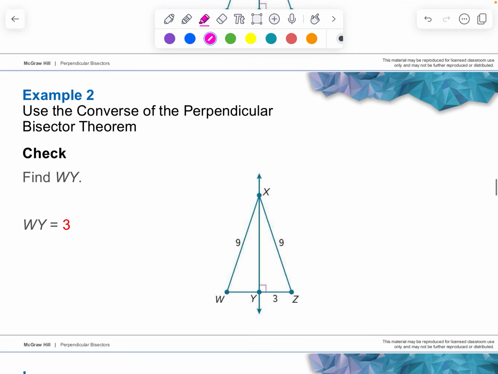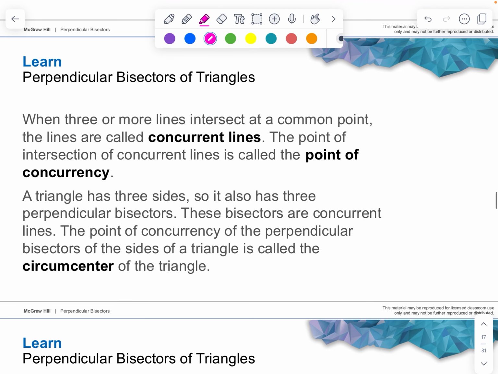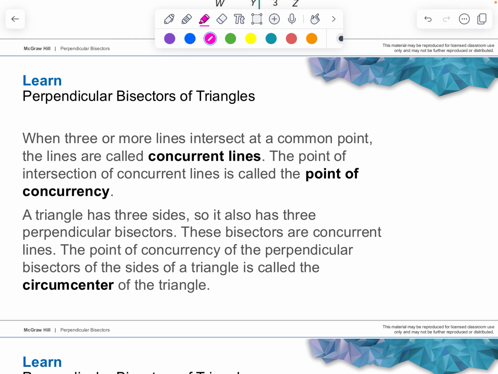And did you get that y equals 3? I hope so. Okay. Now, this one's kind of cool, guys.